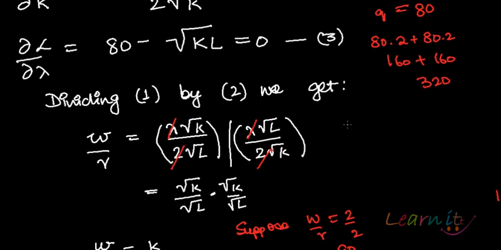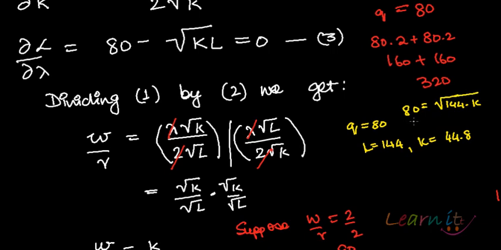Say for example, you want to produce Q equals 80, and you use L equals 144 and K equals 44.8 or something. This you can find out. You know what? You can say that 80 equals root of 144 into K. So this would be 80 upon 12, which will be 6.67 equals root of K. So K will come out to be 44.89 or something. Say it is approximately 45.